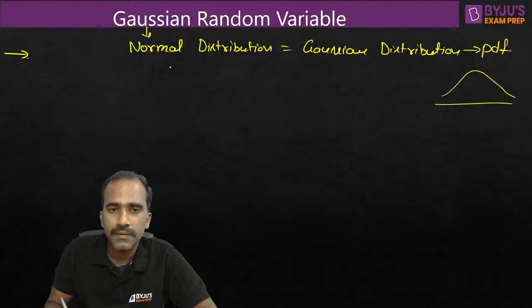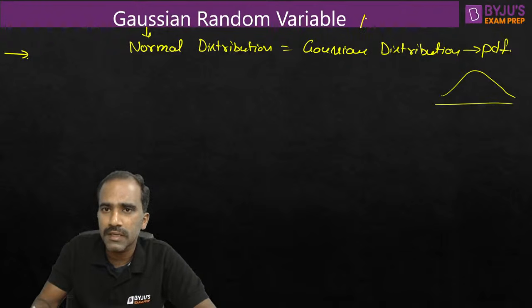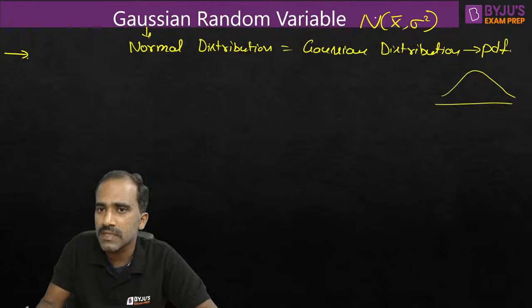Okay, right? So the notation for the normal distribution is something like this. N represents the normal distribution, and there are two parameters given here. The first parameter represents the mean value. For a random variable x, x bar is the notation that we use for the mean value, and the next part is the variance. This is the notation that is followed.